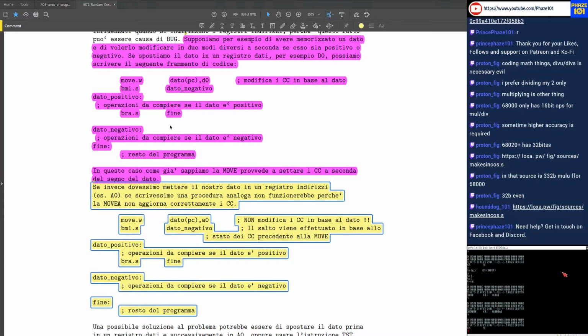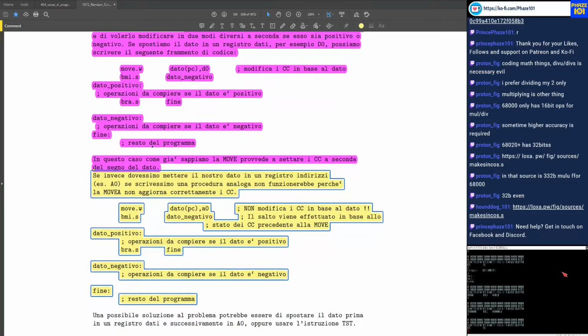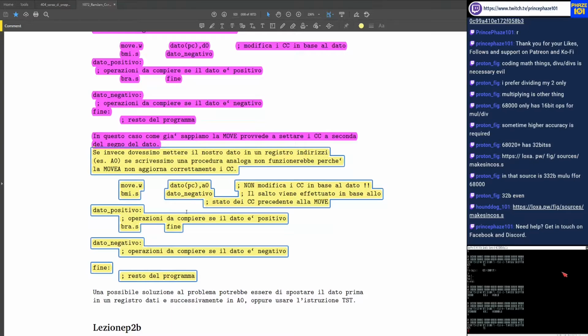So you need to be careful. This happened to me, thinking why a branch is not working, because I ran out of data registers and went to use the address registers, and I didn't think straight, and then the code was not behaving the way I wanted. So be careful when you are moving data into address registers, because the flags will not behave as you expect.